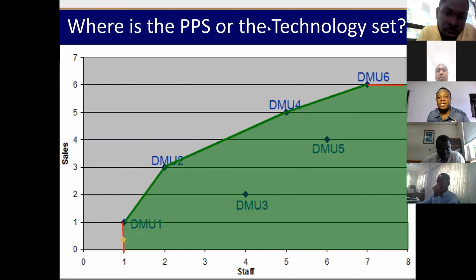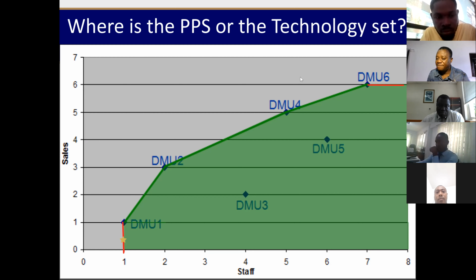Kweku, by the definition that, let me go to McClare. McClare, by that definition, would the DMU be efficient? Yes, sir. By the definition that he gave, that the DMU being on the frontier line representing efficiency means that the DMU would be efficient. Exactly. By the definition that an efficient firm is the one on the frontier, then that DMU will be efficient.